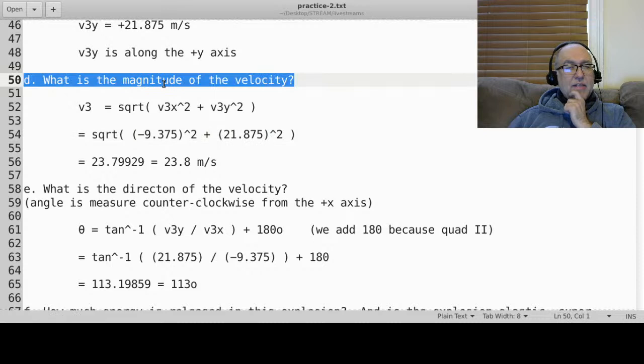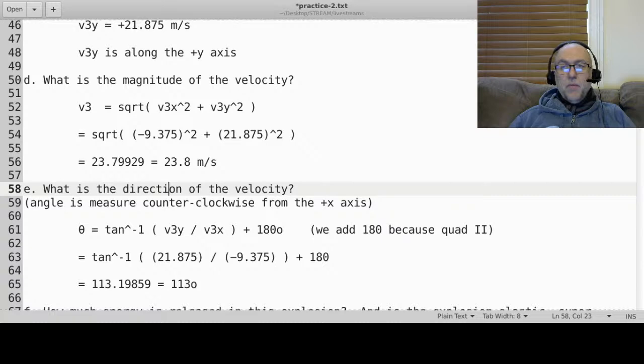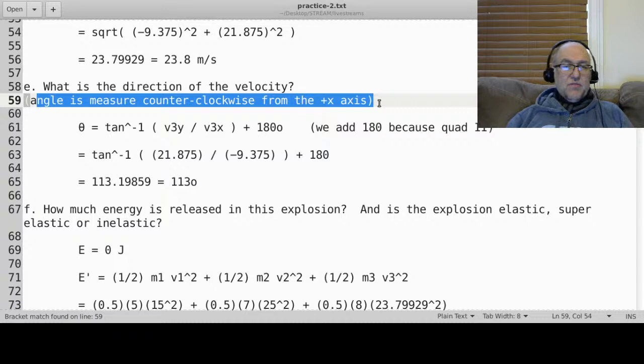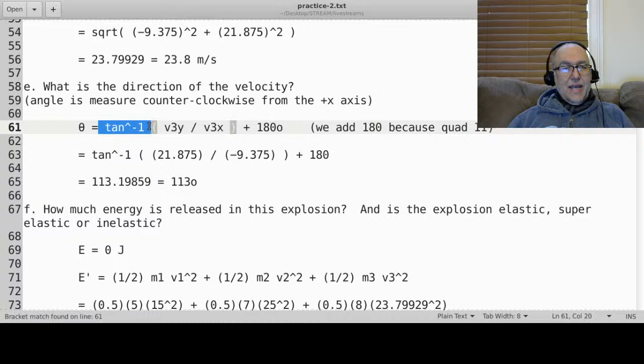There's the magnitude, and what's the other thing in polar? The direction. What is the direction of the velocity? I want the angle measured counterclockwise from the plus x-axis. The way you get that angle is the inverse tangent of the y component divided by the x component. But you also have to add 180 degrees. Why? Because we are in quadrant 2. In quadrant 2 and 3, you must add 180, otherwise you don't get the right answer. In quadrant 1, you don't add anything.